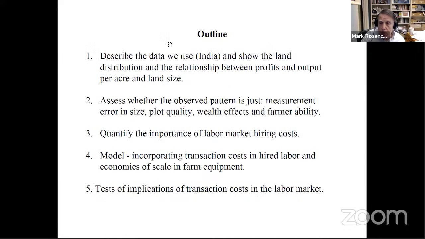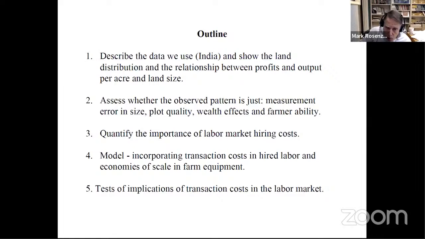Okay. So what are we going to do here? So first, I'm going to describe the data that we use, okay, and show the relationship in the data between profits per acre or output per acre and land size that we see in the data. And the data is going to have special properties. So what we're going to see is going to look a little bit different than what's seen with the standard data sets that exist in the world.